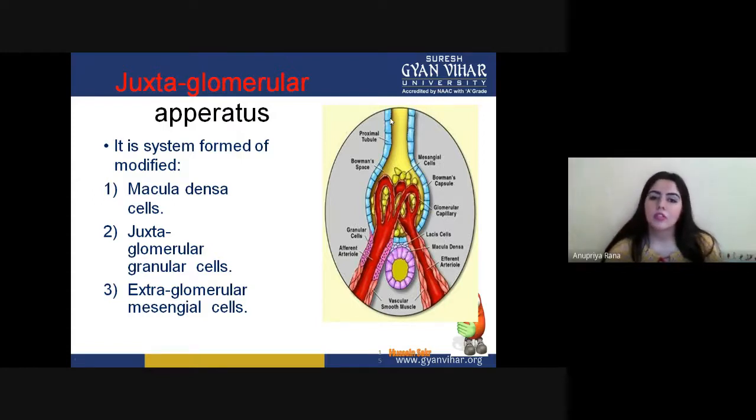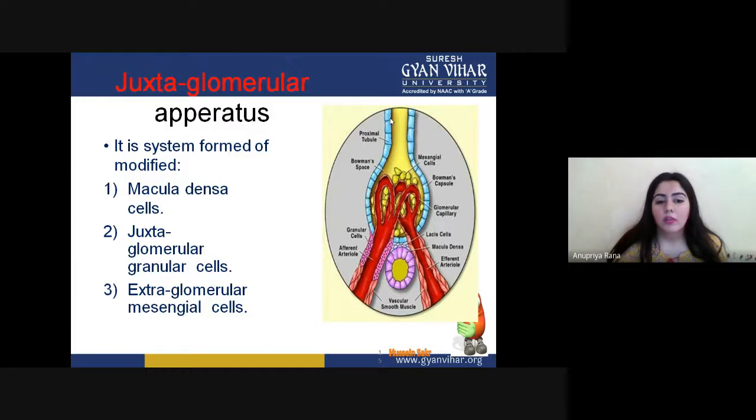Okay, this is not just a nephron. This is a whole apparatus that has been made up of different components when they come together. So it is a system formed of modified cells. Generally you can say this is a modified version. How will they be modified here? Like the macula densa cells, juxtaglomerular granular cells, and extraglomerular mesangial cells.